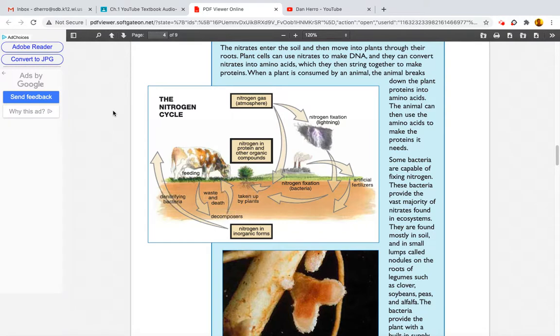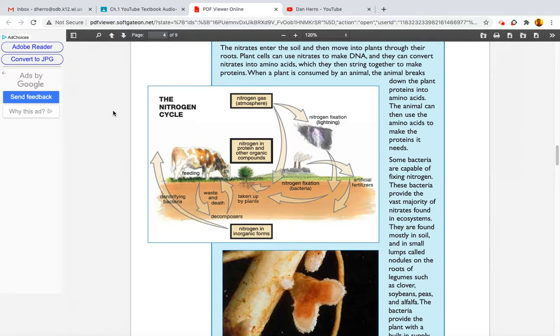Plant cells can use nitrates to make DNA, and they can convert nitrates into amino acids, which they then string together to make proteins. When a plant is consumed by an animal, the animal breaks down the plant proteins into amino acids. The animal can then use the amino acids to make the proteins it needs.